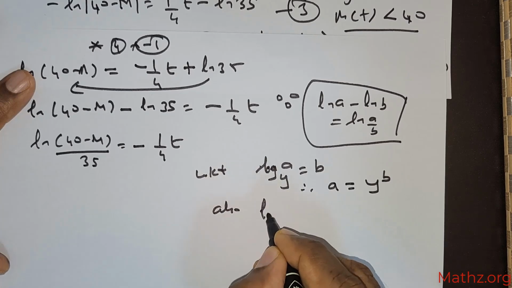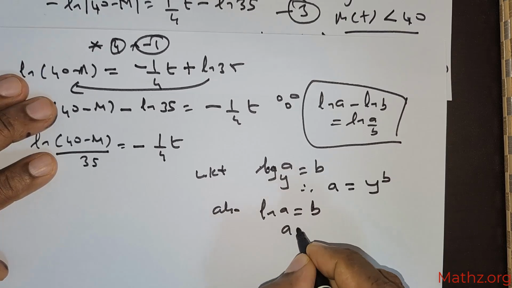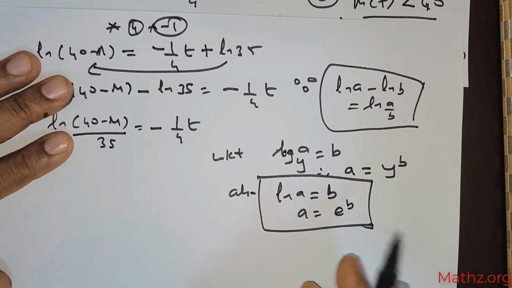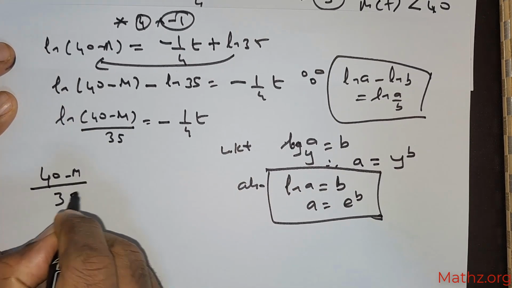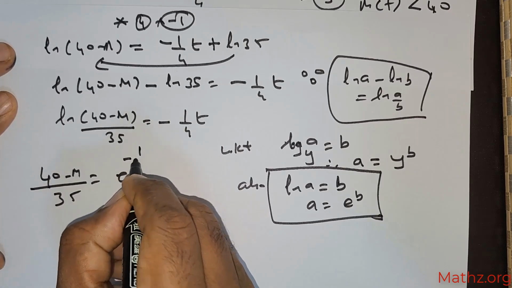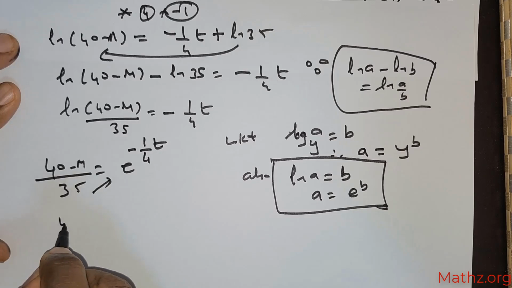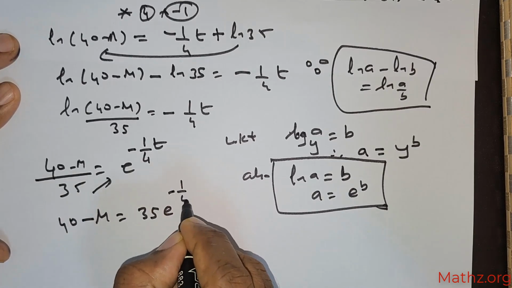So also ln a is equal to say some b, a is equal to e raised to the power of b. So just to avoid any confusion, I have rewritten the formula for e. So this is going to be (40 − m) divided by 35 is equal to e raised to the power of negative 1 over 4 times t. You cross multiply this, you get 40 − m is equal to 35 times e raised to the power of negative 1 over 4 times t.